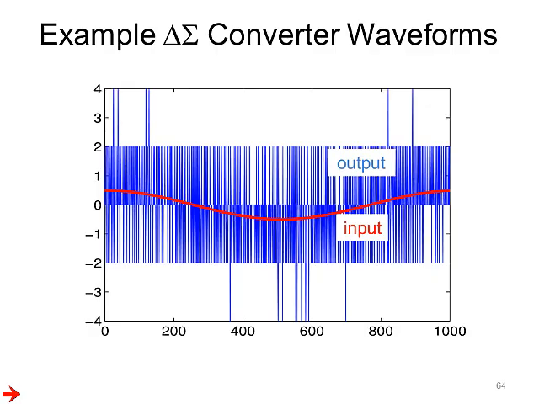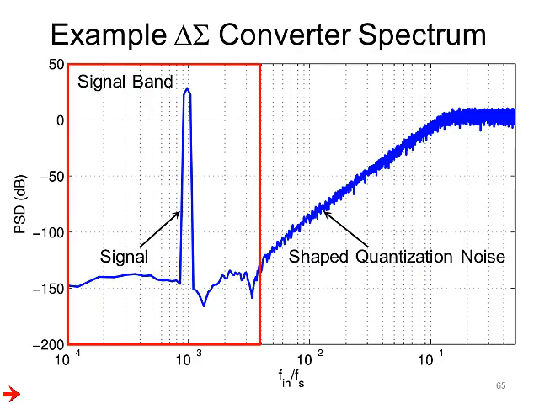This shows example input and output waveforms, and you can see the input continuous time waveform in red and the output sequence in blue. It's visually not apparent, of course, that the output resembles the input in any way, but when you compute the spectrum, you can see that in the signal band, the signal to quantization noise is very, very high, and at high frequencies, there's the shaped quantization noise, which is the quantization noise which has been high pass filtered by the modulator.